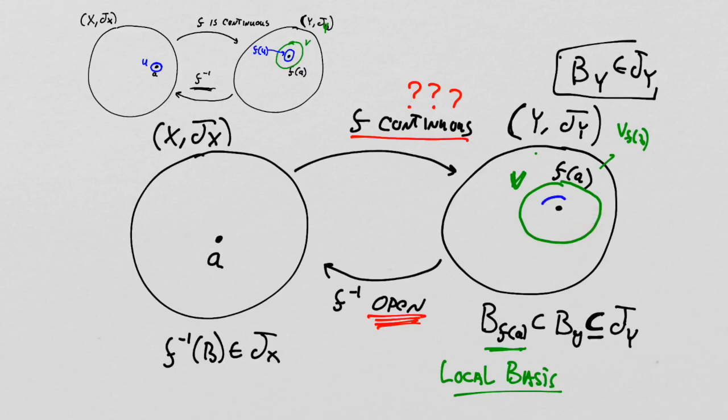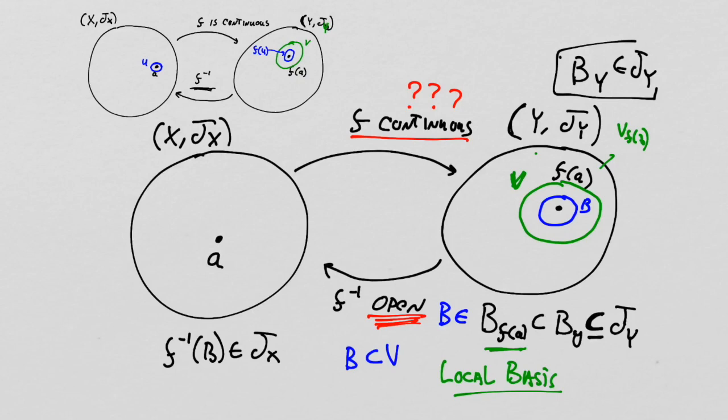So I will call that B. B is now an element of this local basis, and B is guaranteed to be a subset of V. So I've chosen an element of the local basis that is a subset of this open set V, which is an open neighborhood of F of A. And it's guaranteed to exist because we're dealing with a local basis. So now you can almost see what's going to happen.